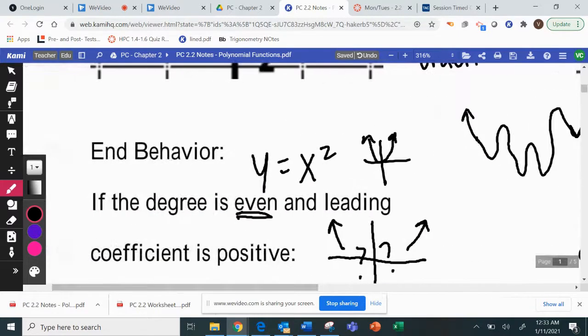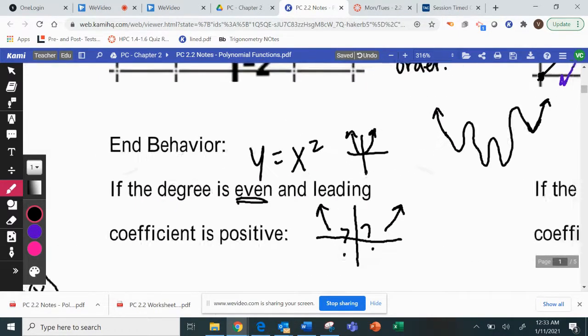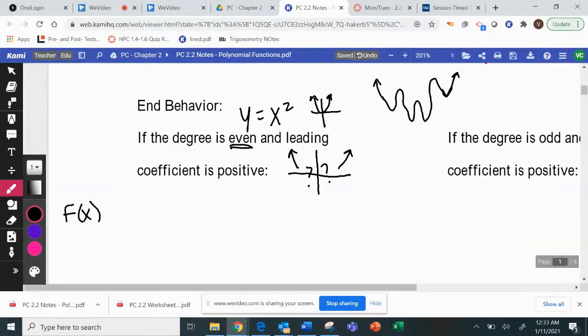So I'm going to go to our first example where the degree is even and the leading coefficient is positive. We're going to start talking about the Y value approaching what as our X value approaches something else. Now, what I said is we always go from left to right.